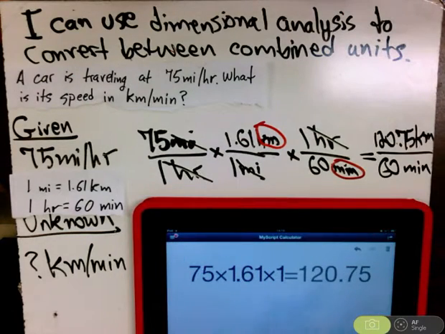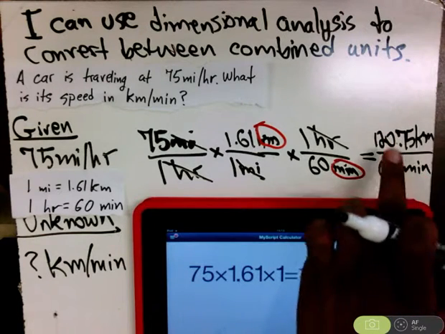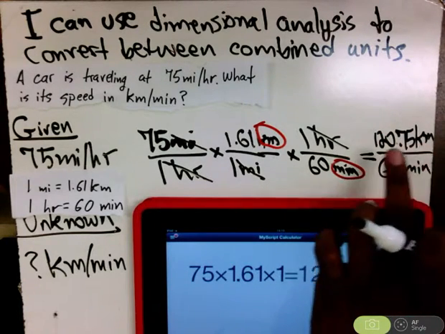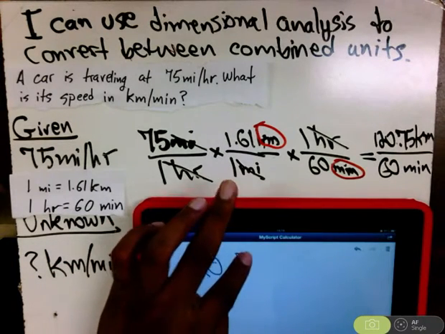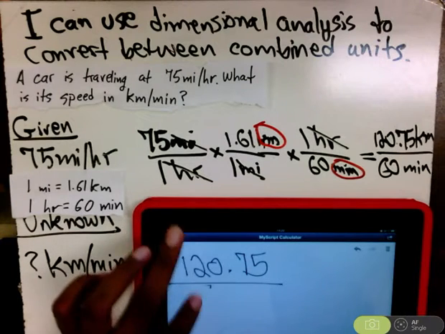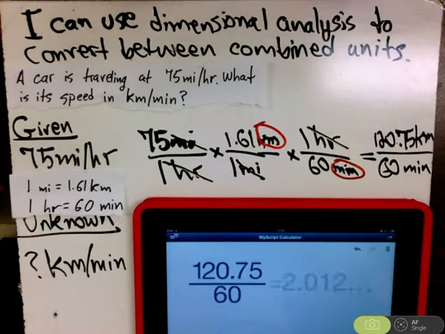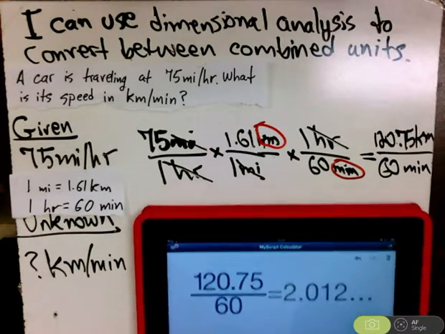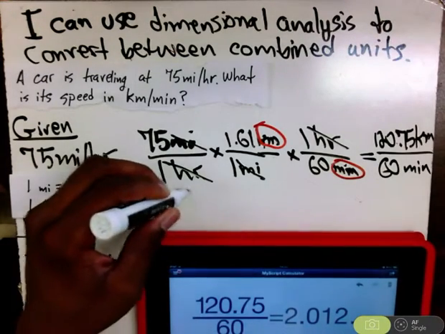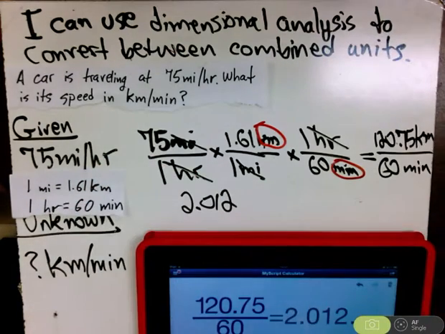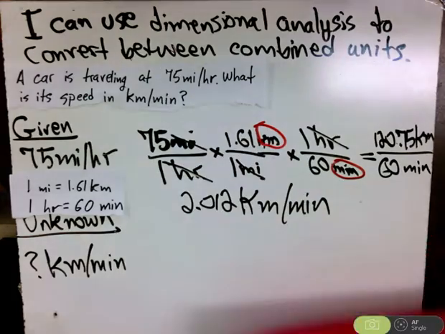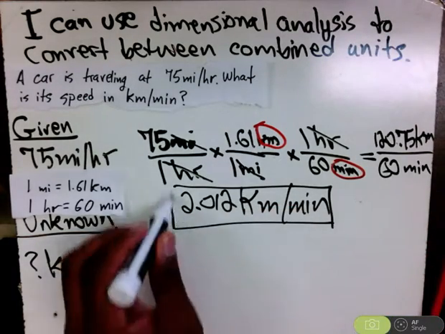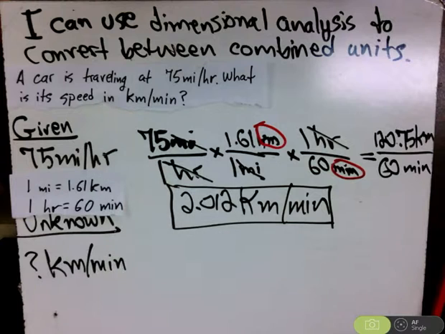And now all I do is I just finish solving this problem. I just divide out this fraction and simplify it. So I have 120.75 divided by 60. And that will give me 2.012. And what are my units? Kilometers per minute. And that is my final answer to this problem.